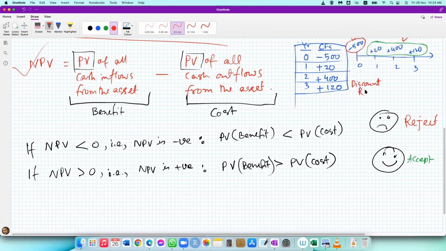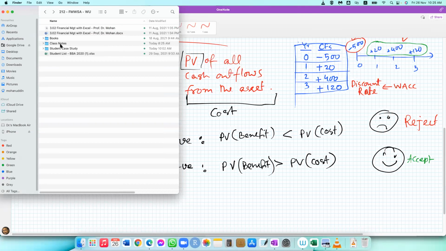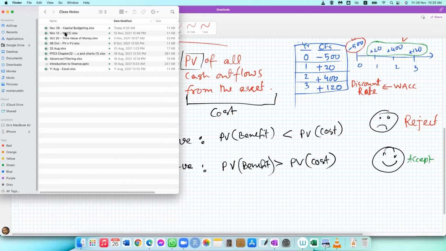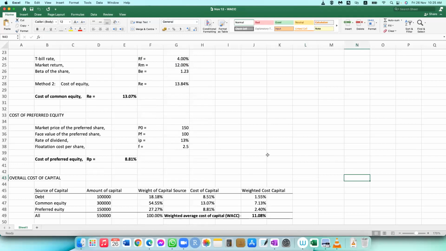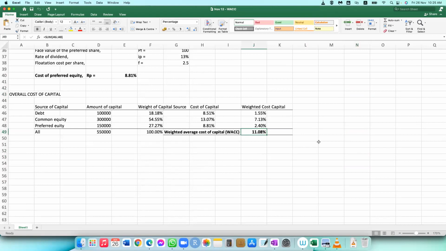Remember that the appropriate discount rate is always the weighted average cost of capital that we have learned in the previous class. Do you remember weighted average cost of capital? Do you remember or not? I said that I will help you to remember, right? So let me try to remind you. Do you remember this one? This weighted average cost of capital? Yes, sir.